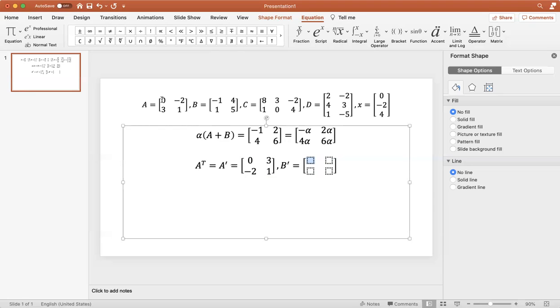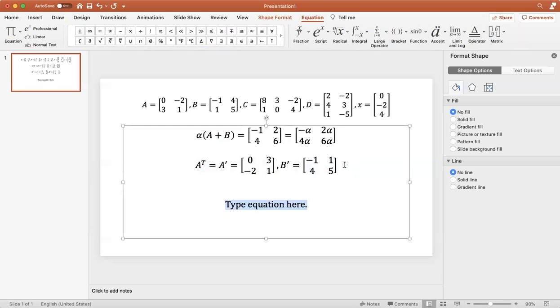Now, if I'm going to get the transpose of B, that's going to be -1, and this is going to be 1. This is going to be 4, and this is going to be 5. So the diagonals are intact, right? You just have to switch the off-diagonal elements.